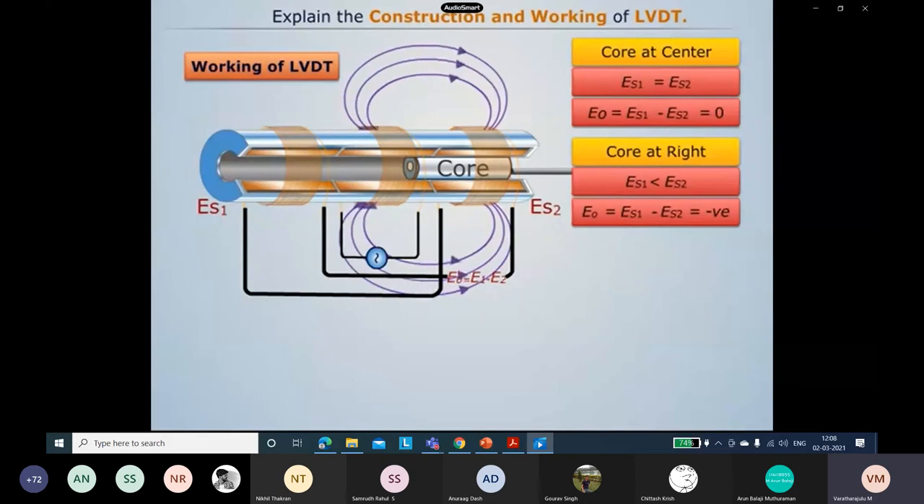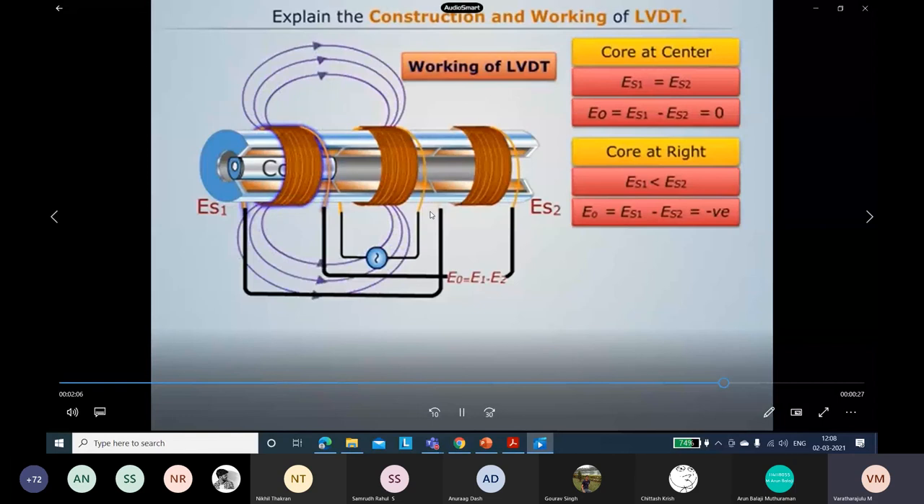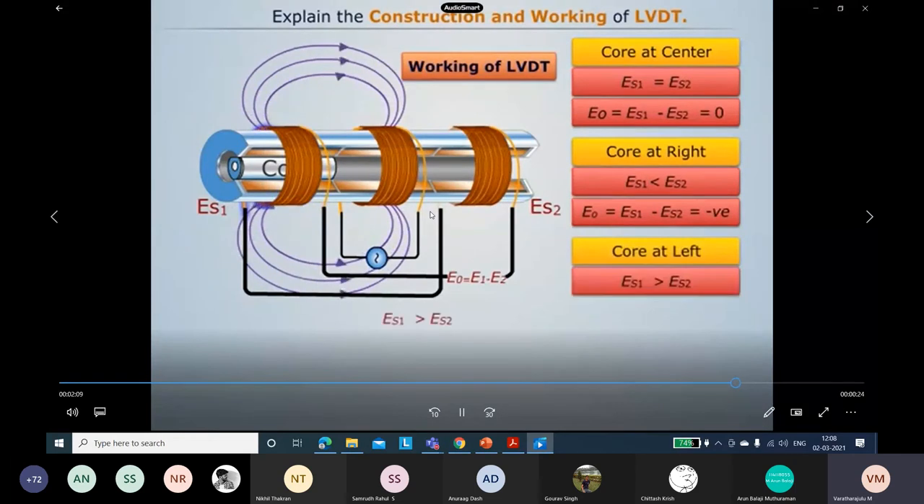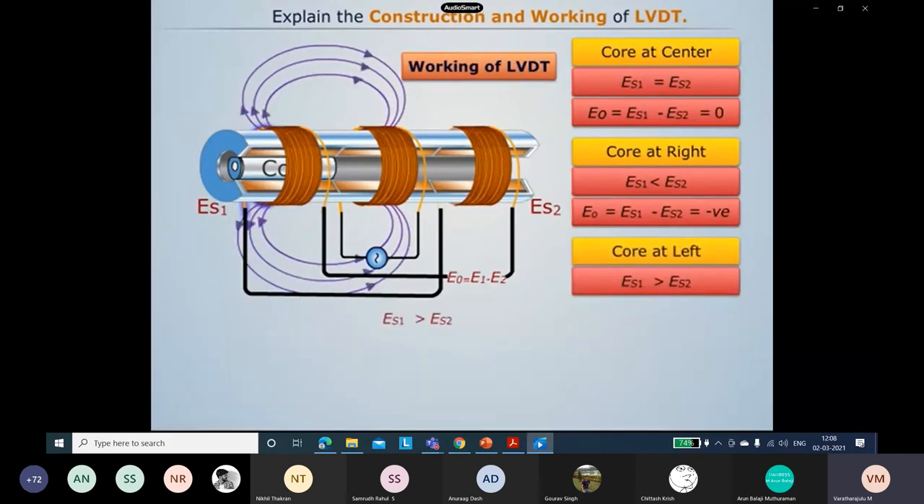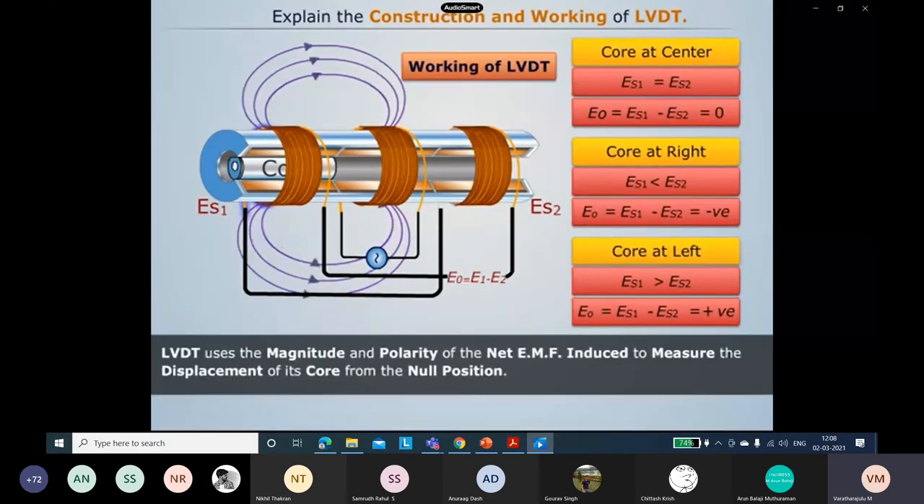Similarly, if we move the core towards the left, the flux linking with coil S1 becomes greater than the flux linking with coil S2. As a result, EMF induced in coil S1 becomes greater than the EMF induced in coil S2, and the net EMF shows a positive value. Thus, LVDT uses the magnitude and polarity of the net EMF induced to measure the displacement of its core from the null position.